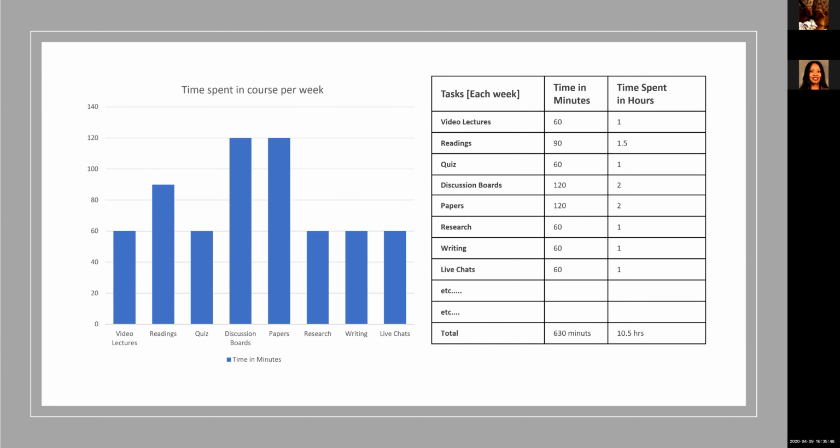And it also helps the students to plan. So if you provide this to students and say, this is my weekly expectation, it also helps them to mentally prepare how much time to devote each week to be successful in your course.